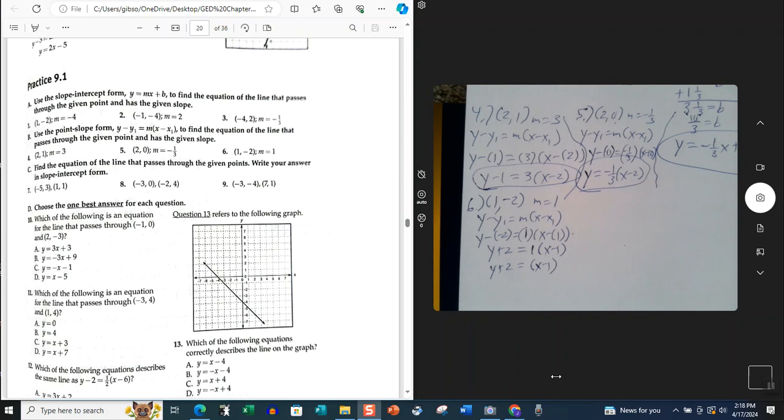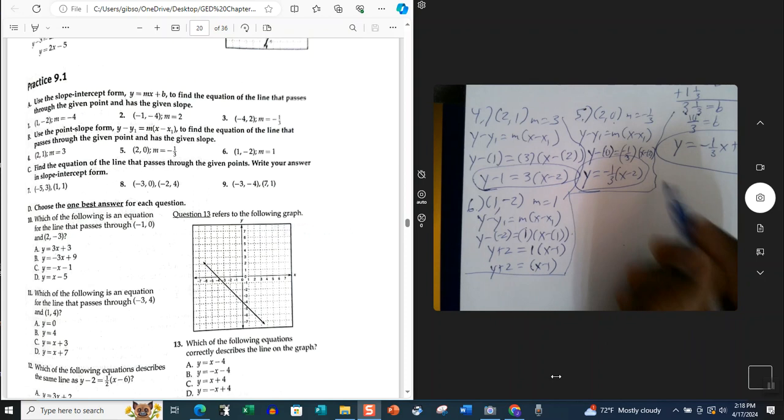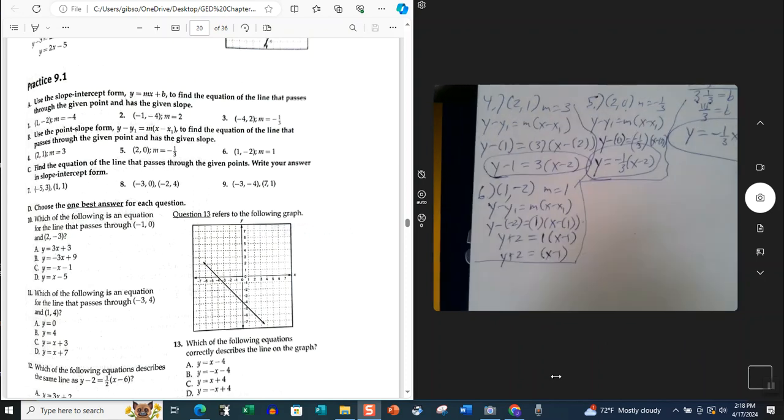All right, now we come here to problems 7, 8, and 9. It says find the equation of the line that passes through the given points. Write your answer in slope-intercept form. Now, if you look at this, they want it in slope-intercept form. We know slope-intercept form is y equals mx plus b. Now, if you notice with problems 7, 8, and 9, none of them have a slope. So what we need is just a slope and 1 point, and then we would be able to solve this problem. So this is what we would do.